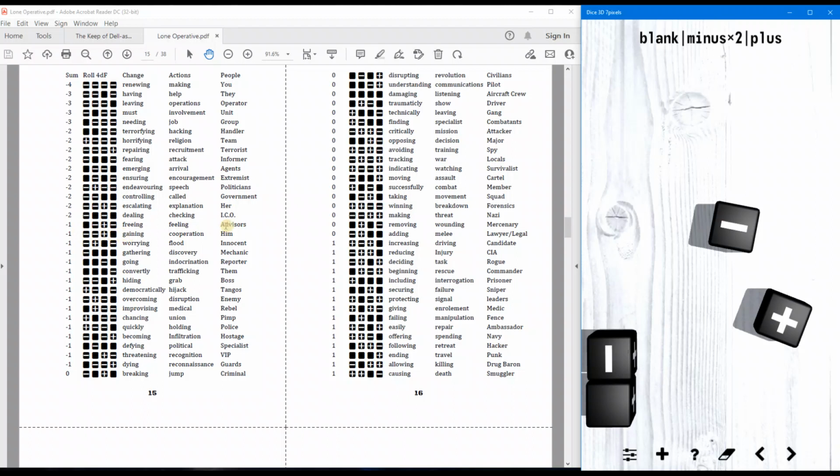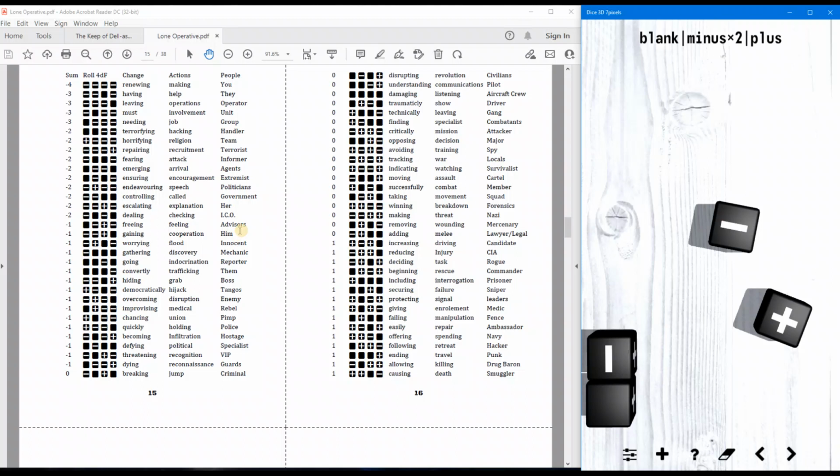Here you go. So I've got 3 columns on this table, and there's another version of this just below with 2 columns. These are change, actions, people, and the other 2 columns, you'll see in a second, are items and places. So my minus, minus, plus, blank gives me gaining, cooperation, and him.